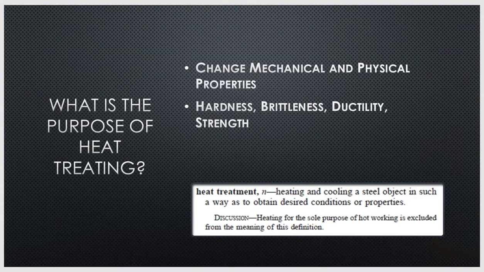So why do we heat treat metal? Why do we spend the time to heat metal up for prolonged periods of time or for short periods of time and cool it rapidly versus cooling it slowly? Well, as we're doing this, we're changing the mechanical and physical properties of steel. And so those properties are the following four: hardness, brittleness, ductility, and strength.